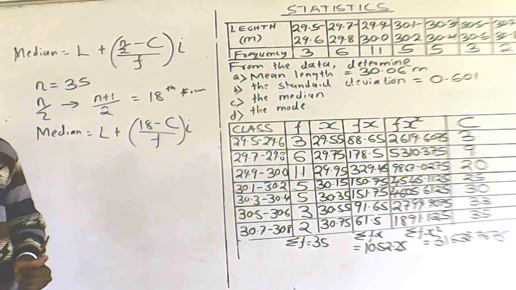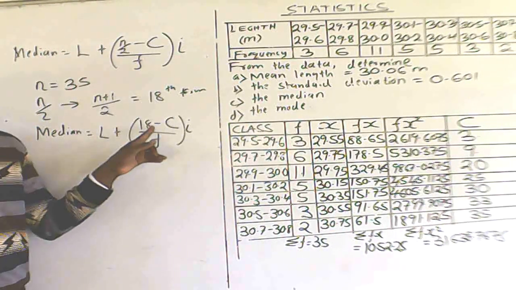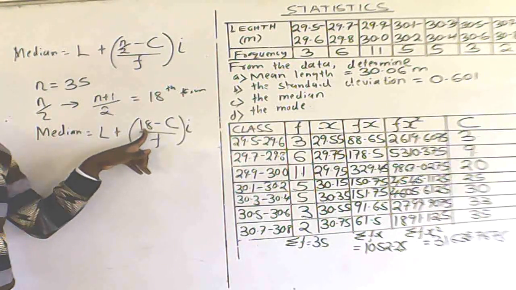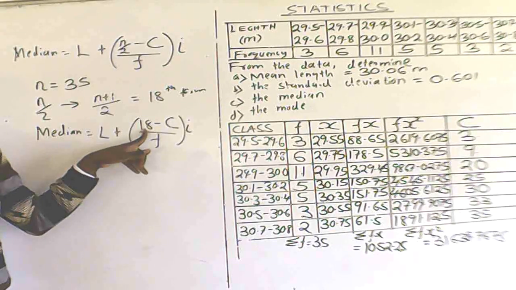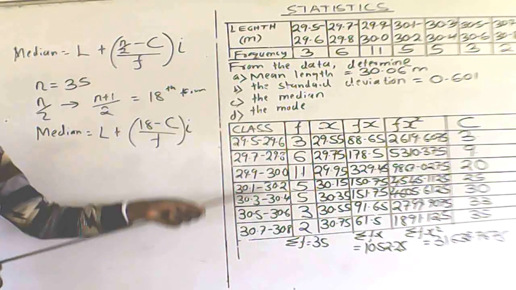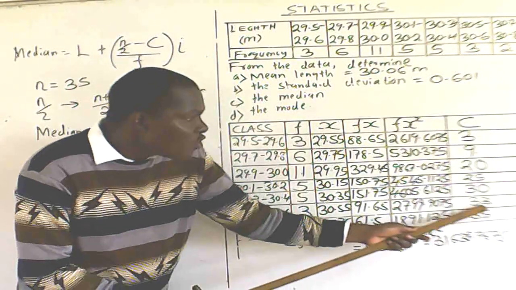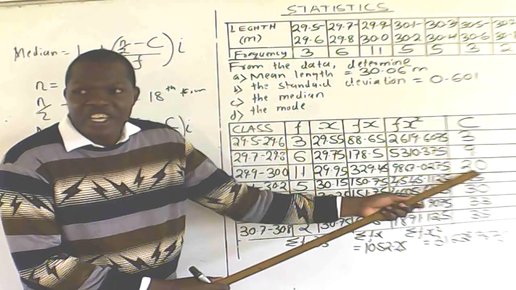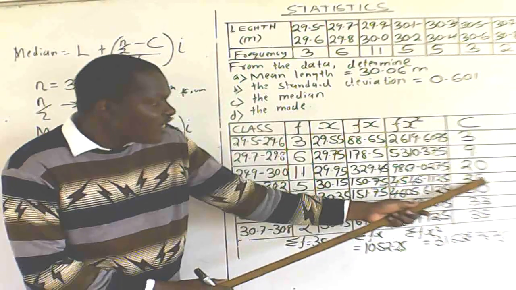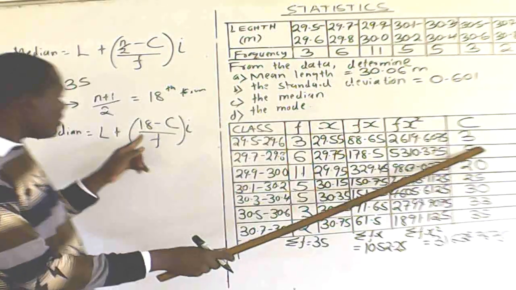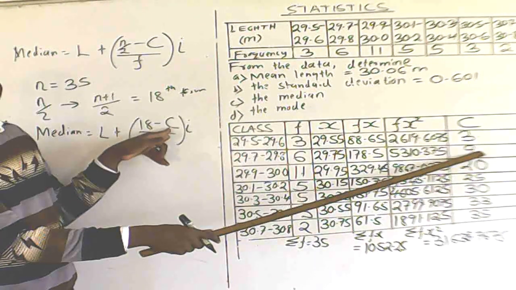Are we together? Now, for you to know the median class, C must be less than 18, because our rank order was from lowest to largest. So you go to the C column and you start from downward. You look until you get a value which is less than 18. Which value is less than 18? Which one comes first? 9. 9 is less than 18, meaning C must be less than 18.